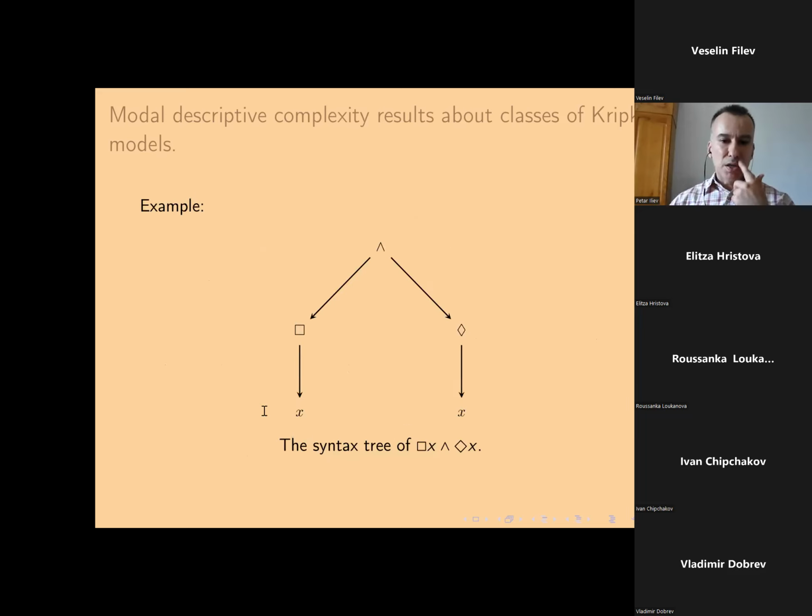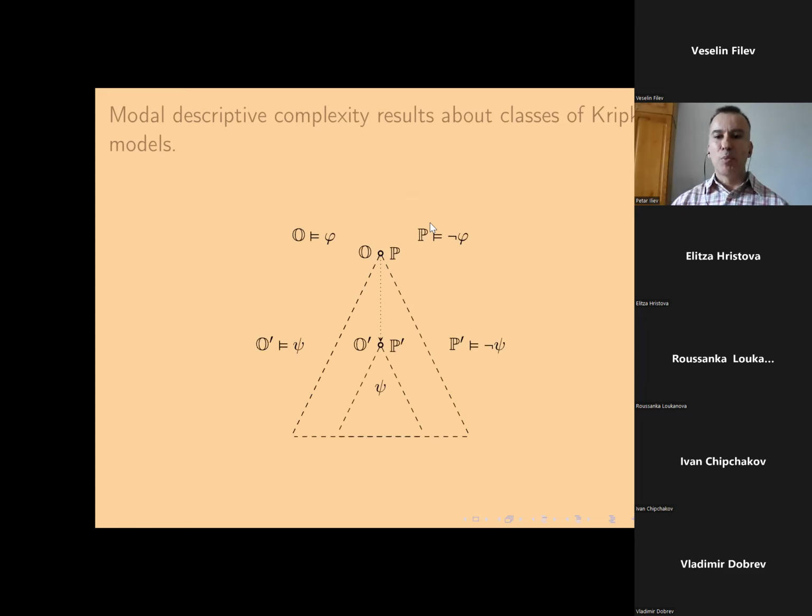But the basic idea is, first, what we have to know is the syntax tree of a formula. If we take this formula, for example, the way we parse it into subformulae can be visualized using this geometric structure that is called the tree of the formula. And if you have the syntax tree of a formula, you can label it in this way, such that every node in this syntax tree gets labeled with a pair of classes of pointed models, where the root is labeled with our initial starting classes of pointed models.